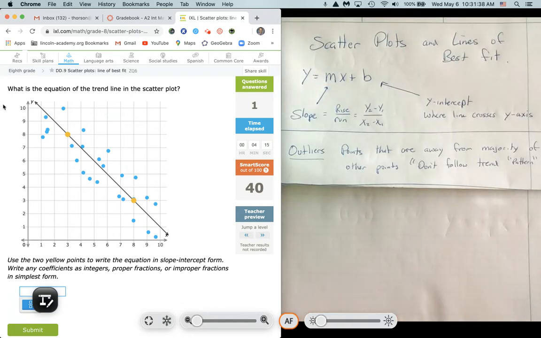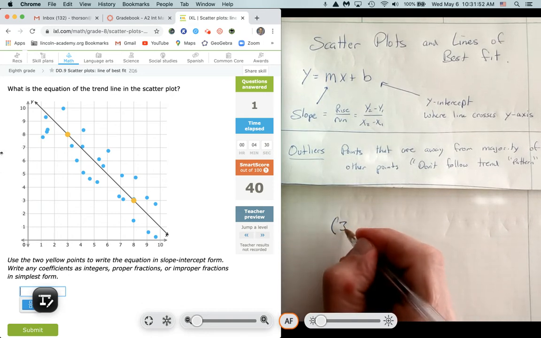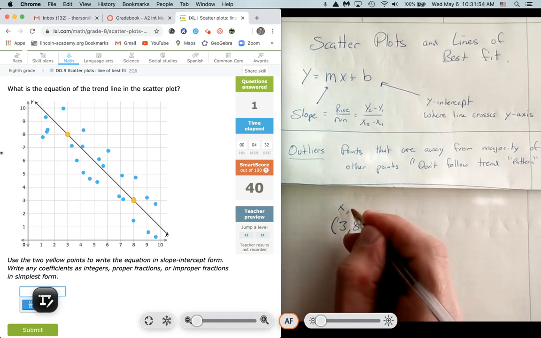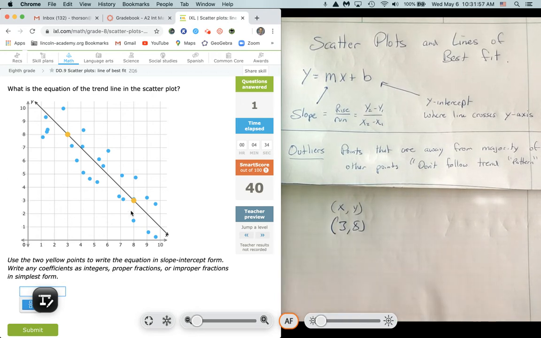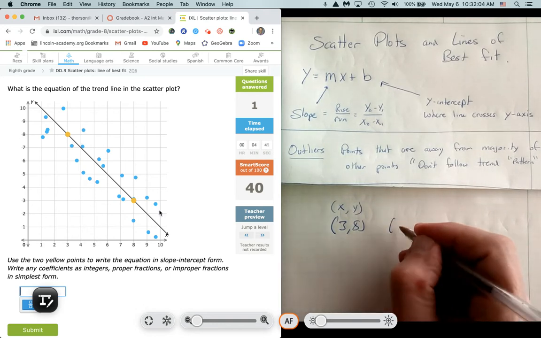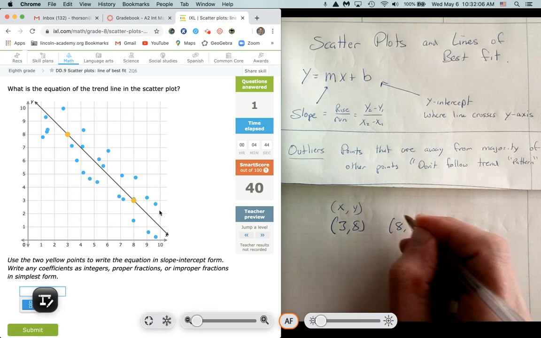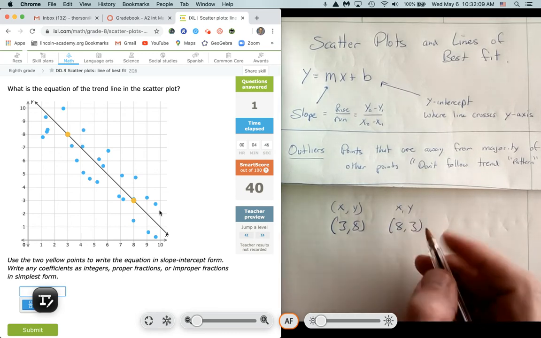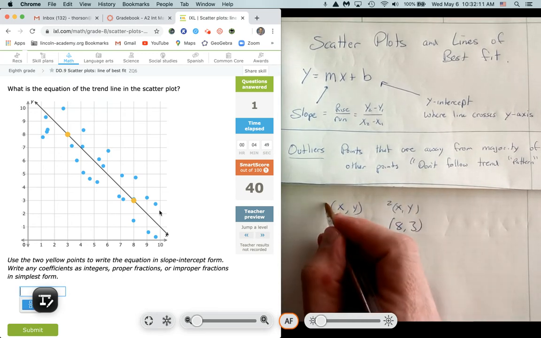Again, I'm going to first find the 2 points they give me. We're using these yellow points to follow this trend line of all these blue points that seems to be going down. So this first yellow point has an x value of 3 and a y value of 8. So an x value of 3 and a y value of 8. Remember, x first, y second. This second point here has an x value of 8 and a y value of 3. So again, an x value of 8 and a y value of 3. X first, y second. This is going to be my second point. This will be my first point.